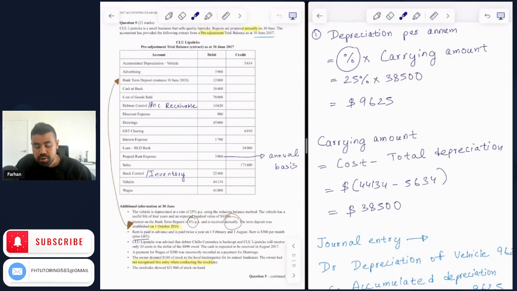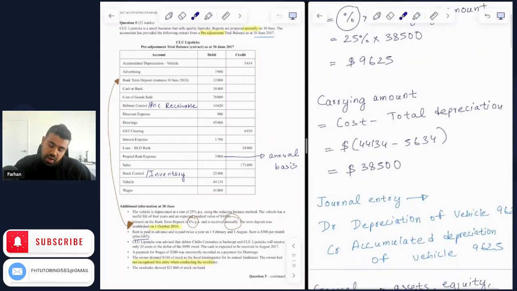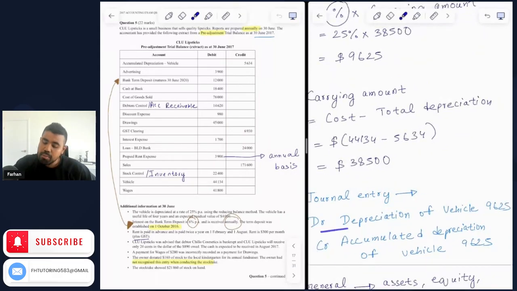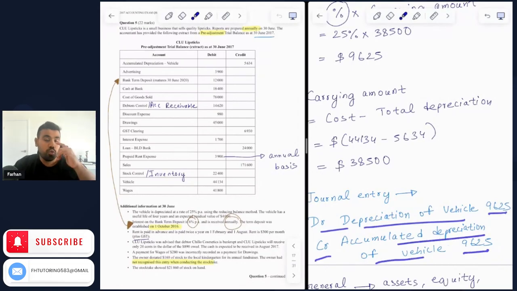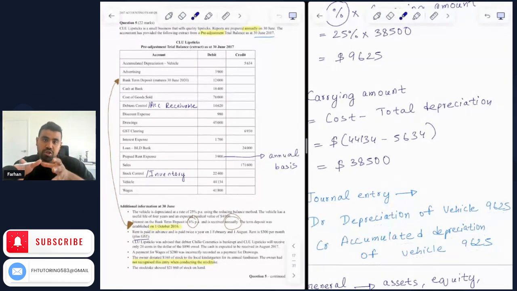Now, how do we record this in the general journal? If you were to journalize this simply, then you debit the depreciation of vehicle by 9,625, which is increasing the expenses that we are going to report in the income statement. And then we credit the accumulated depreciation of vehicle by 9,625, which is a contra asset account that is created to show the reduction or the economic benefits that we have consumed from the relevant asset, which in this case is the vehicle.